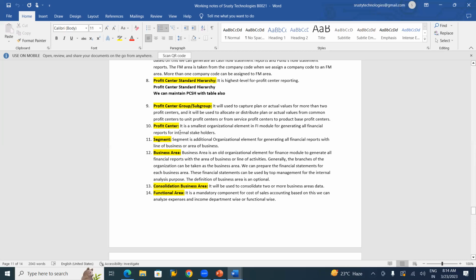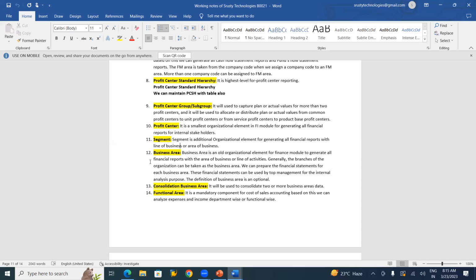Before that, we didn't have the segment concept. We had a concept called the business area concept. Business area concept, again the same thing. What will business area do? Business area will also do the same thing that segment is doing. We can create business areas as per line of business or area of business.